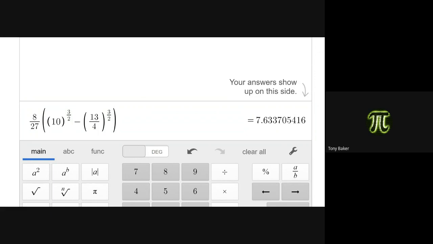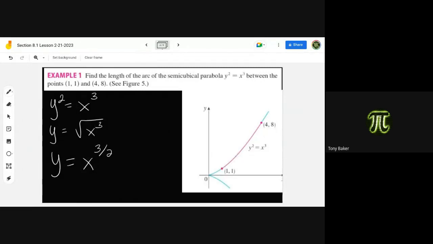So the question is, if that was a straight line, what would be the length? Just do it from 1 to 4. So we got 3 squared plus 7 squared, right? So 9 plus 49 is 58. So what's the square root of 58?